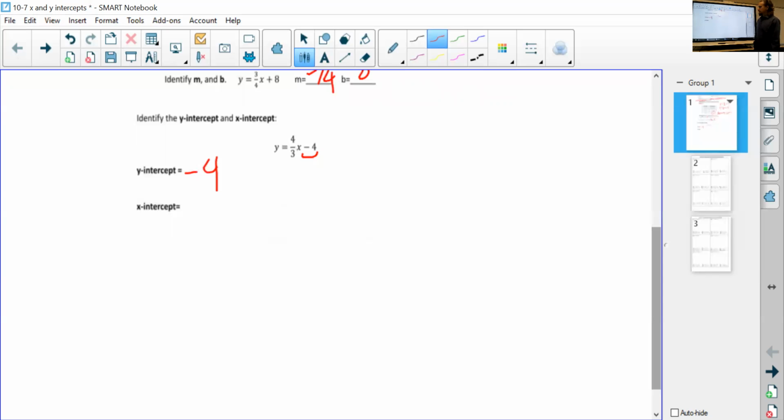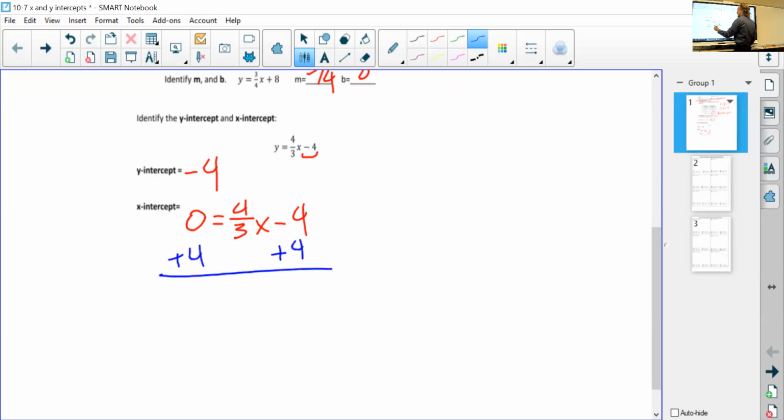Okay? Our x-intercept is a little bit more work. We want to know what is the x value when y equals 0. So we're going to rewrite our equation, only we're going to substitute y with 0. So 0 equals 4/3 x minus 4, and then we just solve for x. So we'd want to get rid of this -4 first. So we do +4 to both sides. So that gives us 4 equals 4/3 x, and then this cancels out.